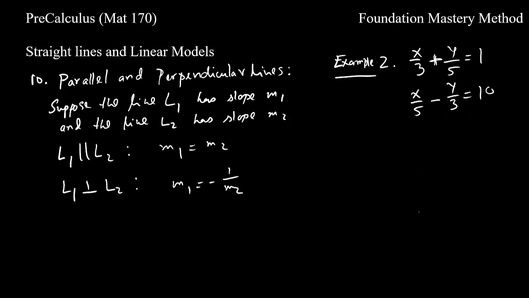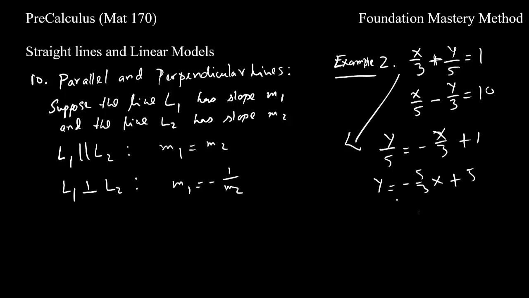Second example: I have x over 3 plus y over 5 equals 1, and x over 5 minus y over 3 equals 10. So we need to check the slope of the lines. From the first one, if you write it as y, you get y over 5 equals negative x over 3 plus 1. Now multiply by 5 on both sides, you get negative 5 over 3 x plus 5. So your m1 is negative 5 over 3.